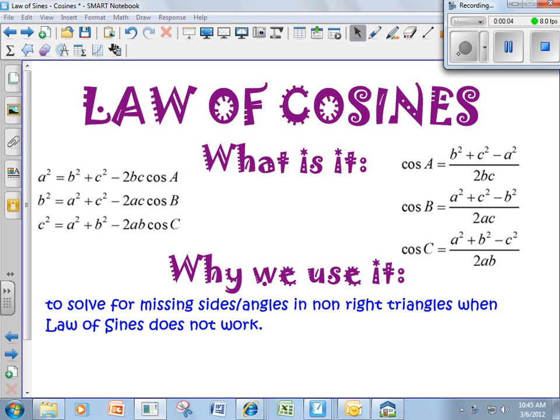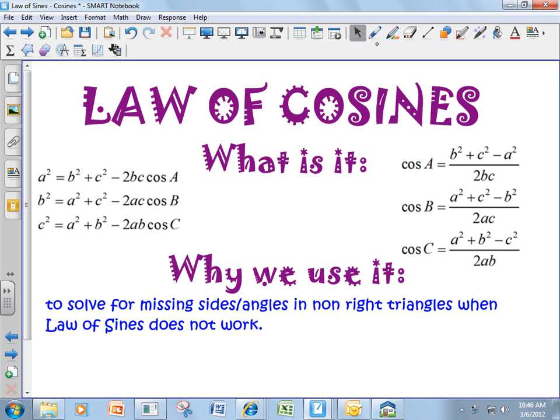The next concept in this particular section that we're focusing on is law of cosines. So we've studied law of sines at this point, and we saw that we had a nice formula that we could use to find missing pieces of a triangle using the law of sines, and we also have the same idea for law of cosines.